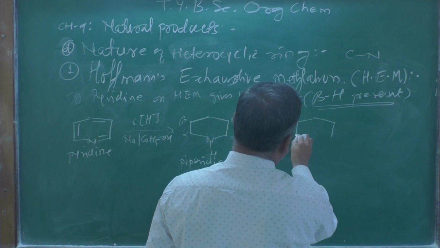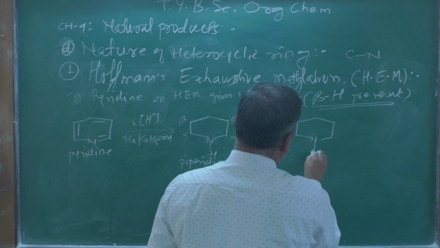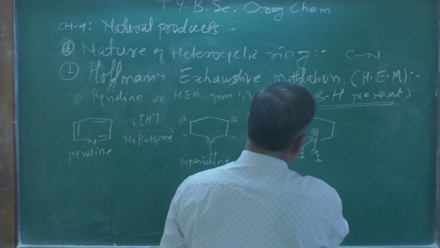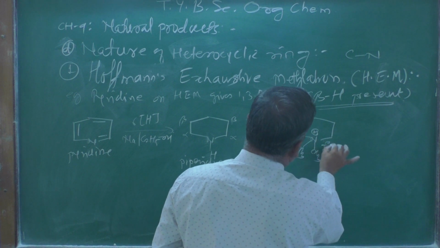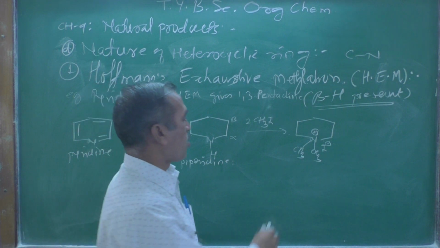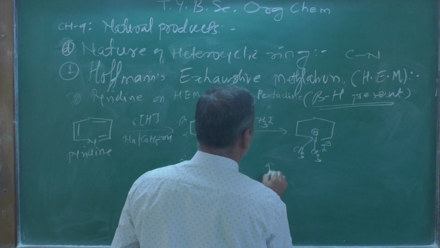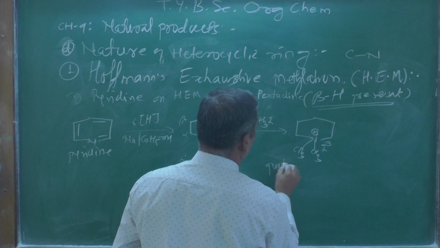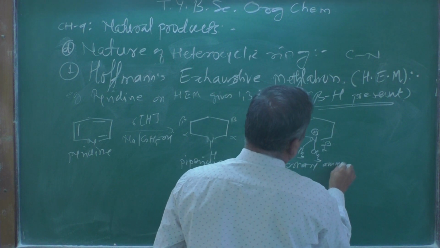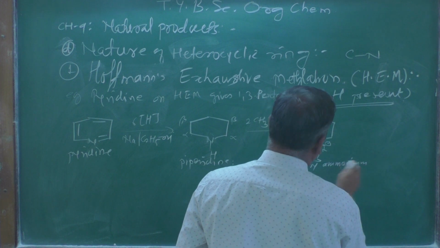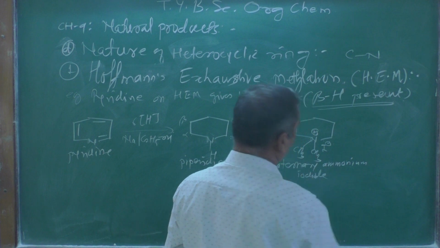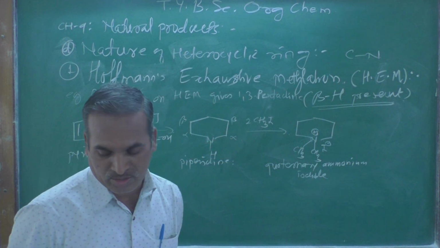Here you are going to get N, with one methyl group, another methyl group, a positive charge, and I minus. That is a quaternary ammonium iodide. This is a salt formed here. This is a quaternary ammonium salt, a quaternary ammonium iodide.